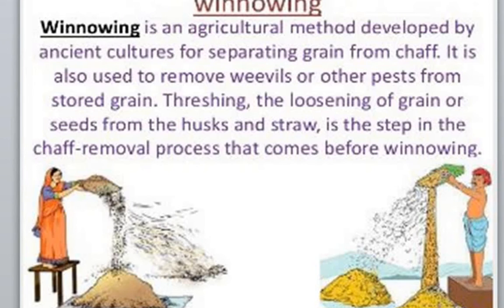Next, winnowing. Winnowing is an agricultural method developed by ancient cultures for separating grain from chaff. It is used to separate the lighter husk from the heavier grain, using the wind-blow method. The mixture is allowed to fall from a height, and the direction of the wind plays an important role in the process of winnowing. So, lighter and heavier components are separated into heaps.